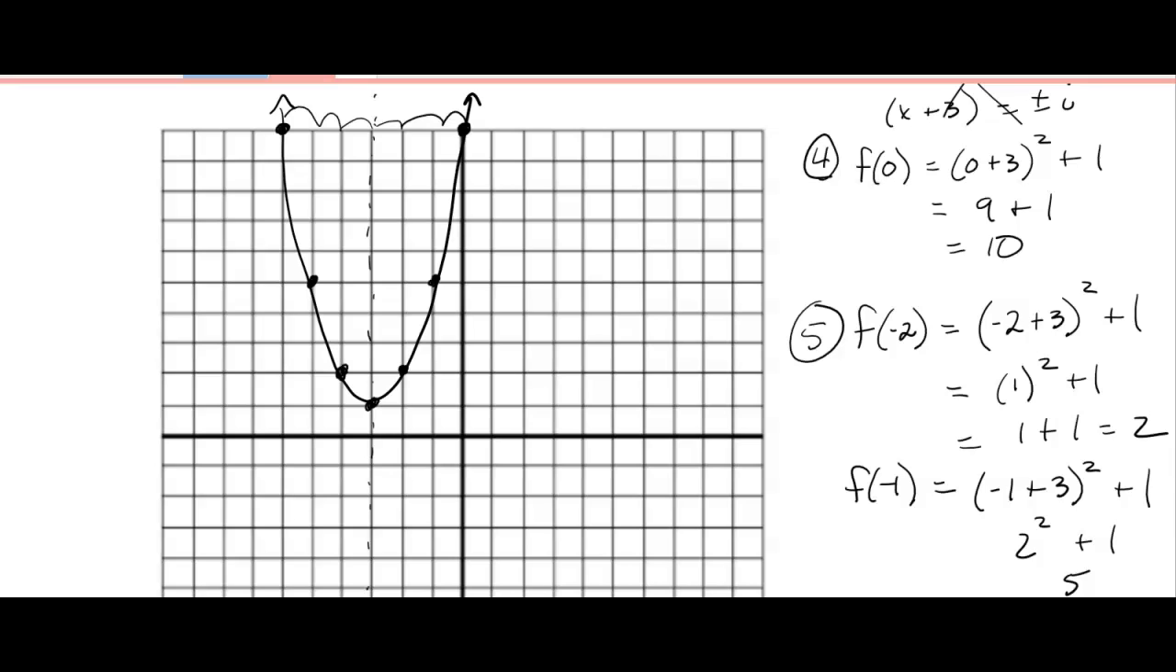Okay, there you go. Notice that it has no x-intercepts. It's not crossing the x-axis. That's true, because the x-intercepts weren't real. Okay, so that's what's happening in that situation.